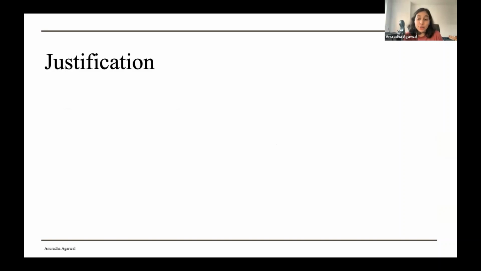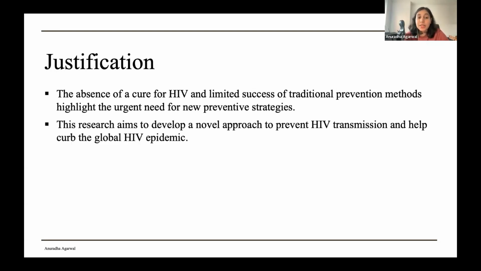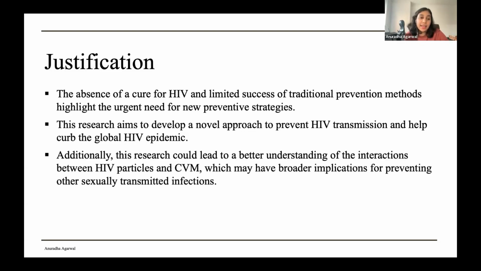This study can contribute to filling some of these knowledge gaps by investigating the role of mucus acidity in the HIV transmission. So the main reasons that we did this project is, first, the absence of a cure for HIV and limited success of traditional prevention methods, which highlights the urgent need for new prevention strategies. And secondly, this research aims to develop a novel approach to prevent HIV transmission and help curb the global epidemic. And finally, this research could lead to a better understanding of the interactions between HIV particles and the mucus, which may have broader implications for preventing other sexually transmitted infections.